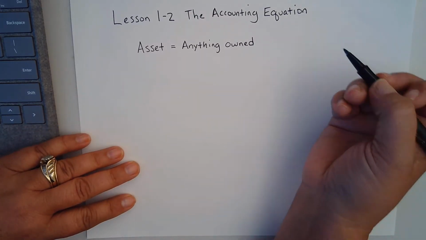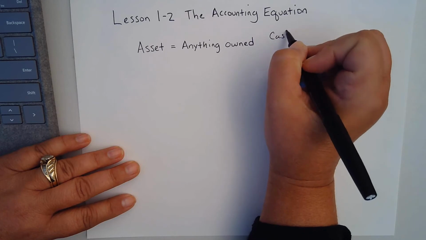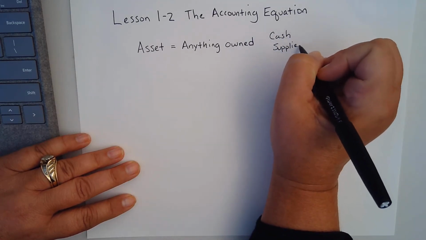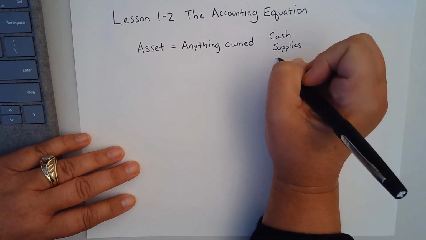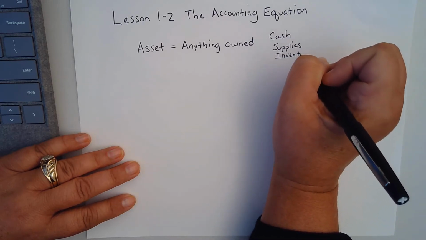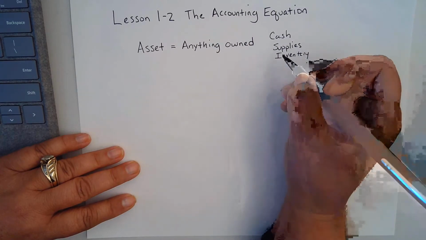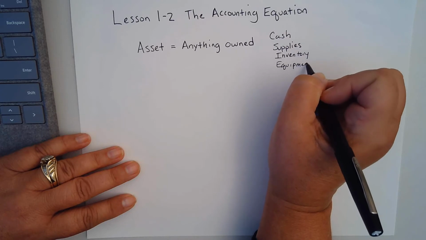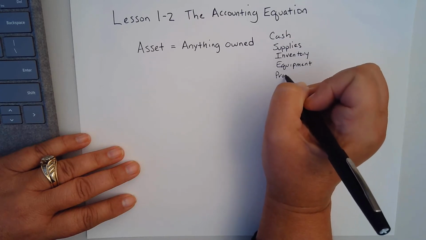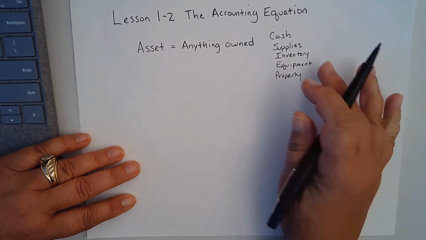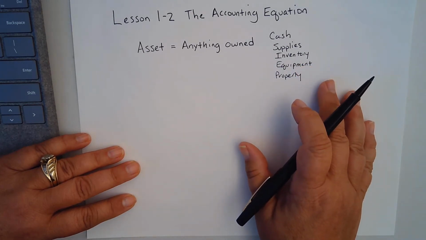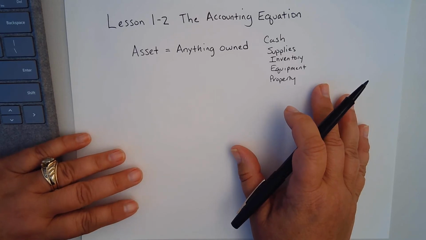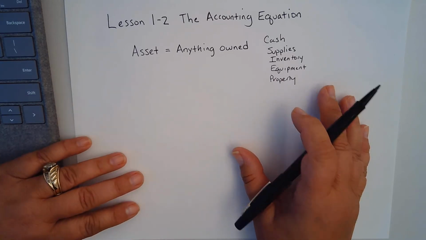Some of the things that we typically own are the cash that we have in the bank, supplies that are used for operations, inventory, so the goods that we sell, equipment, and property. Those are all common assets that businesses have. Now, there are a couple of other things that are going to come up in our lessons that are considered assets that I want to go ahead and tell you about now.